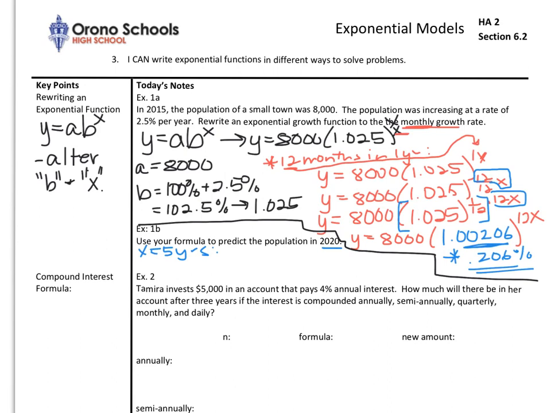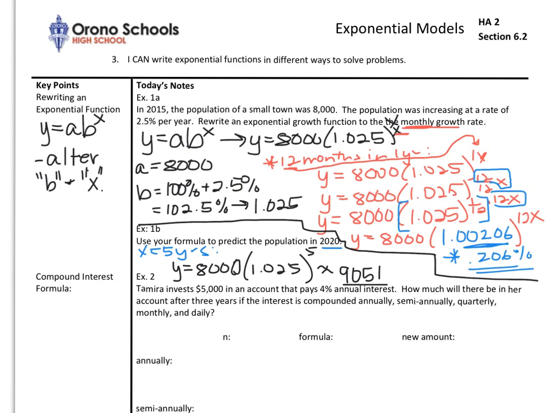Okay, getting back to the formula. Y equals 8,000 times 1.025. And if we enter that in for 5 years, our population is going to be approximately 9,051. I know there's a decimal after that, but we're not going to count a decimal of a person. So we're going to round this to the nearest whole person. And that would be about 9,051, the population in 5 years.